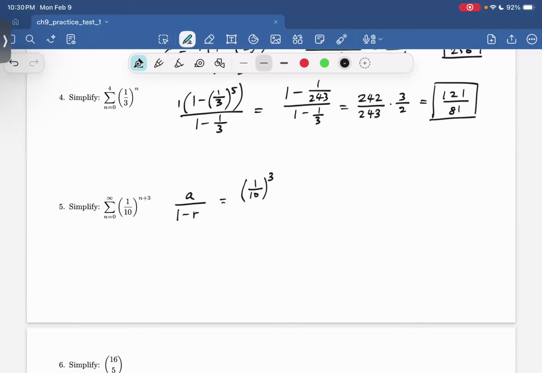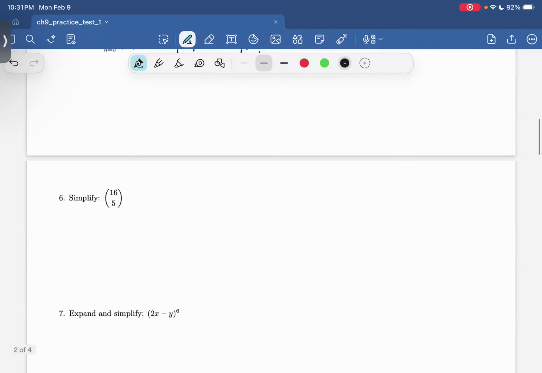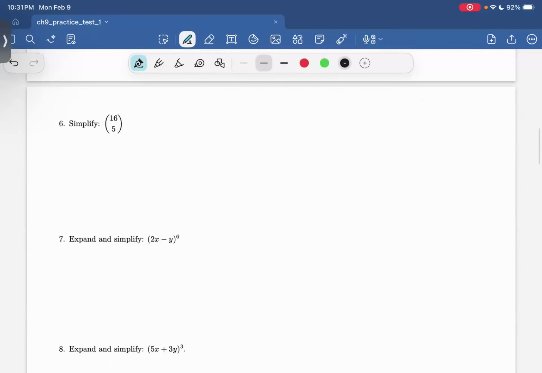And r is 1 over 10. Sorry, that means the denominator is 1 minus 1 over 10. So this is equal to 1 over 1,000 times dividing by 9/10, so that's multiplied by 10 over 9. And we'd be left with 1 over 900. That's pretty neat. Question 6, simplifying this binomial.